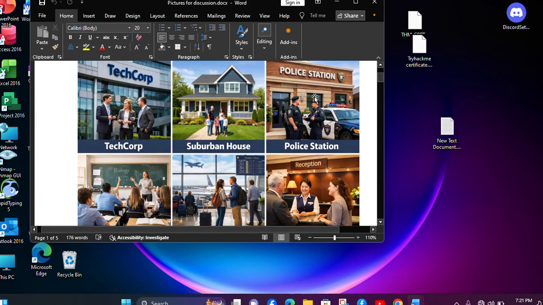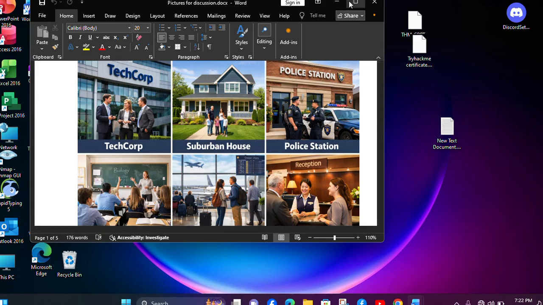So after that, I have more materials that I've got right here, and here is another one. This is material just like the picture materials that I'm talking about. Here you can ask the student to talk about different places, and here's a company, a home, and a police station. Let them differentiate between the police station in their country and your country. What is the difference? And let them speak.